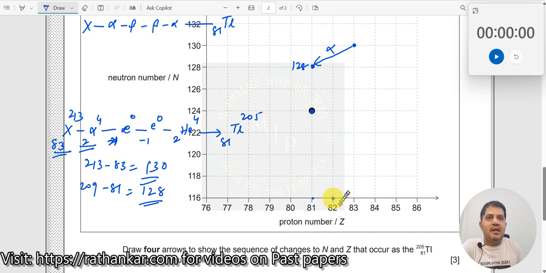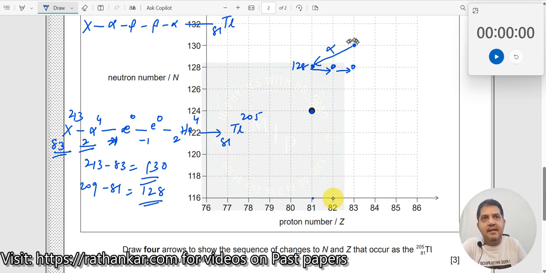Which means the proton number should increase for the new nucleus, which means you will get 1 point here, because 1 unit over here. So 1 point here, which you will indicate like this, and you will get 1 more point here, which is indicated like this. Let us verify it if you still want to know.